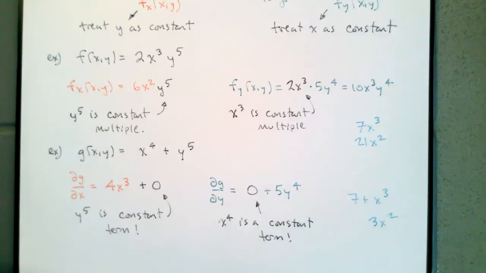For the partial derivative with respect to x, the y is just a constant. Constant multiples just tag along. The derivative of a constant term is 0. Any questions?